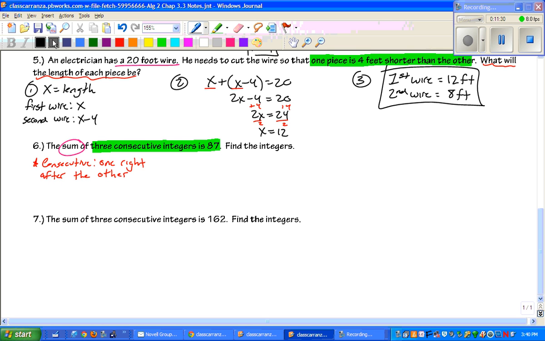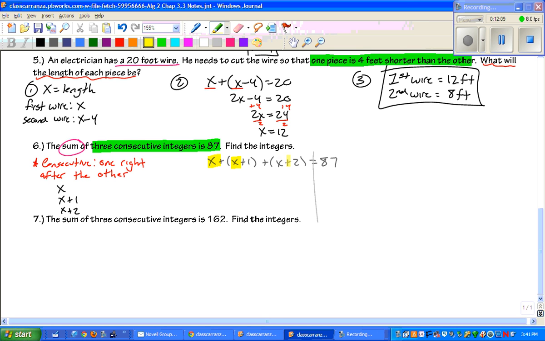Okay? So if we have 3 consecutive ones, we're going to have x, it'd be x plus 1, and then x plus 2. Because if we had 5, 6, and 7, there's plus 1, there's plus 2. That's how we get those 3 numbers. Okay? So we have x plus x plus 1 plus x plus 2 all equals 87.